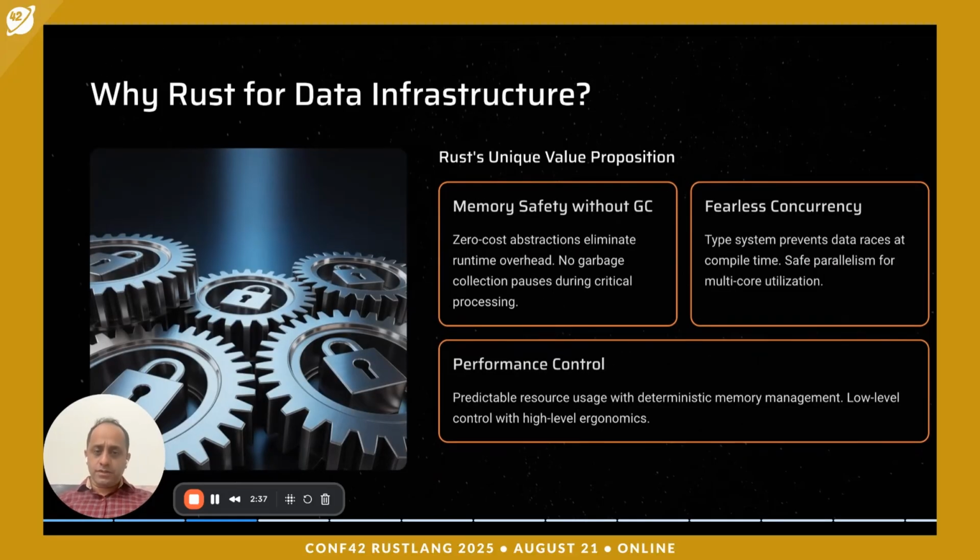So, why Rust for data infrastructure? Rust has a unique value proposition: memory safety without garbage collection. No garbage collection policies are required during critical large-scale data processing, especially for jobs which run for a long time. The type system catches bugs at compile time, and it also allows parallelism for effective utilization of multi-core compute infrastructure. And it gives you predictable resource usage with deterministic memory management.